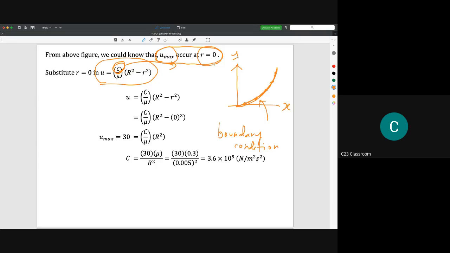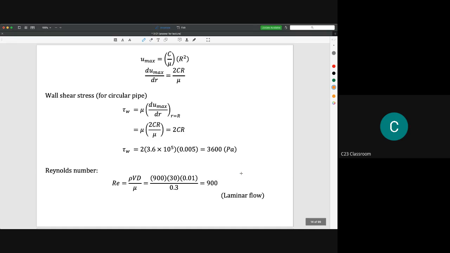And then if we substitute here, we could get the value of c equal to 3.6 times 10 to the power of 5 Newton meter square second square. Okay, so this is quite a simple calculation, but the chapter 1 tutorial is actually to give you an idea about the fluid flow. And then this one is to calculate the wall shear stress actually.